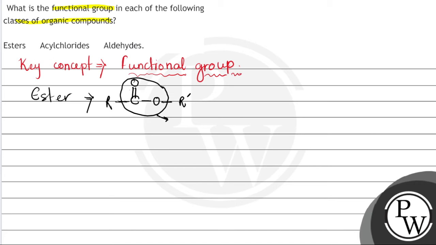So this group, we know this functional group is called carboxylic acid functional group. Therefore ester belongs to derivatives of carboxylic acid. So the functional group for ester is carboxylic acid derivatives.